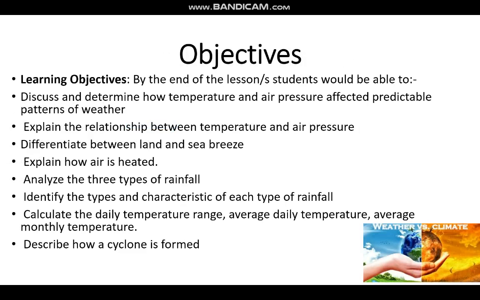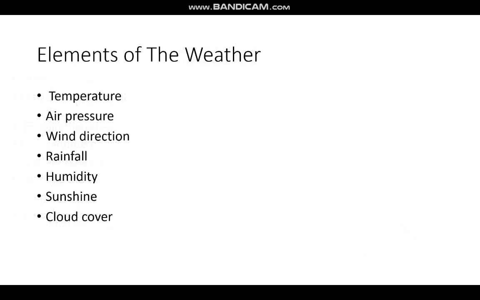The objectives of today's lesson are to discuss and determine how temperature and air pressure affect the patterns of weather, the relationship between temperature and air pressure, the differentiation between land and sea breezes, how air is heated, the three types of rainfall, the characteristics of the three types of rainfall, and the most important one, how to calculate the daily temperature range, average daily temperature, and the average monthly temperature. And the last one is how a cyclone is formed.